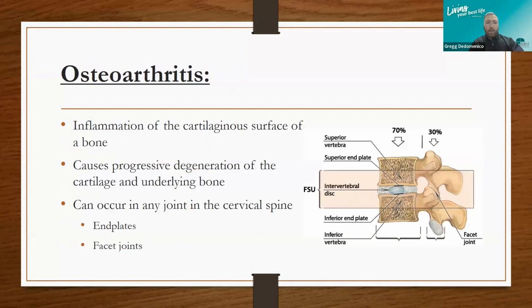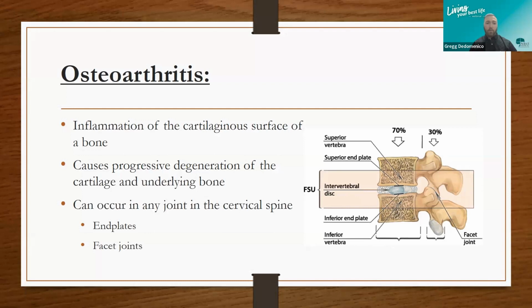We also have osteoarthritis, which is a term I'm sure most of you have heard before. Osteoarthritis, at its core, is inflammation of the cartilaginous surface of a bone. Okay? It causes progressive degeneration of this cartilage over time, thus exposing the underlying bone. And these bones fit together like puzzle pieces within a joint. And so they're in very close proximity.